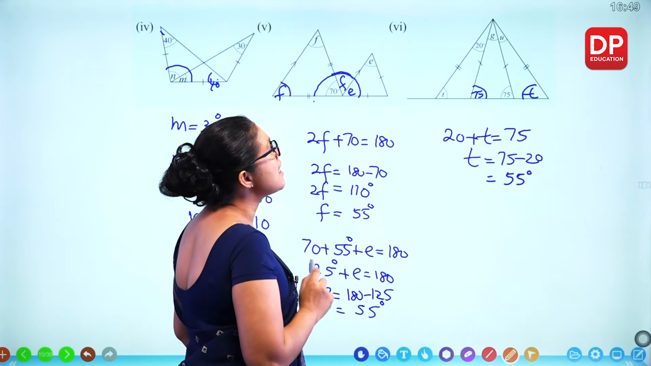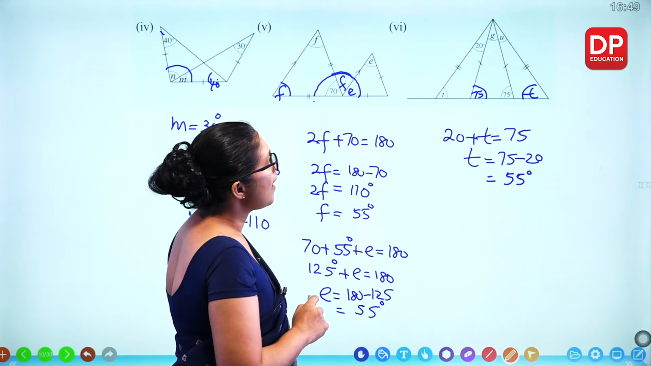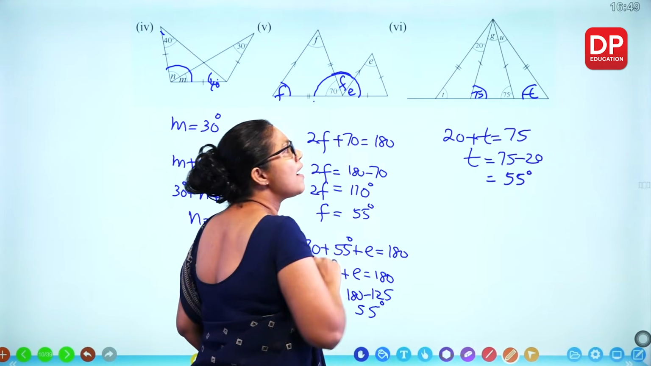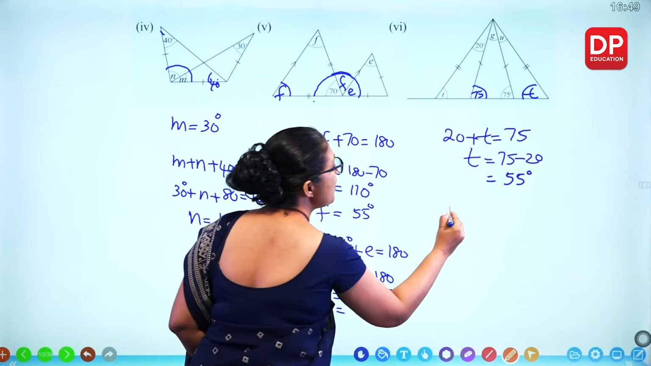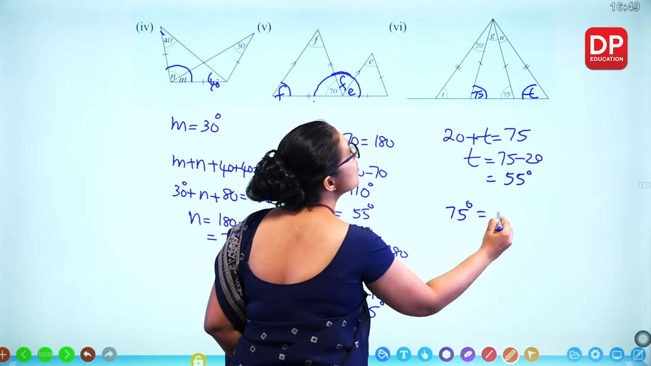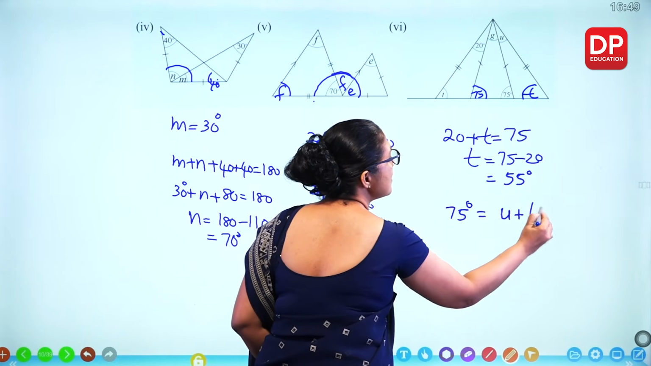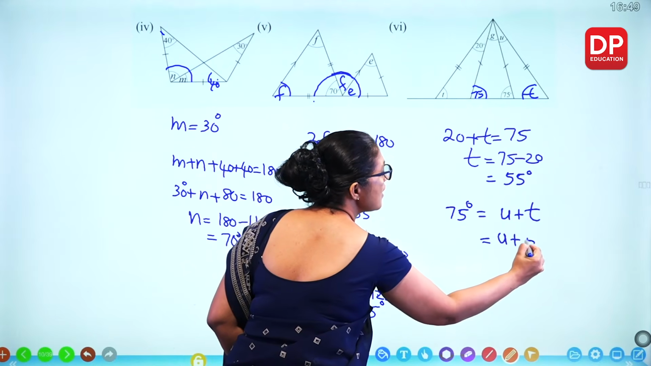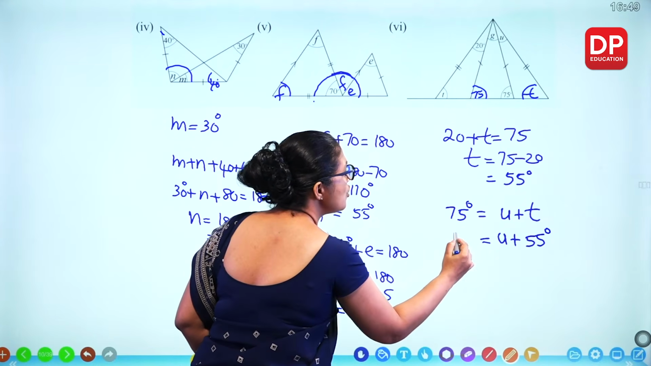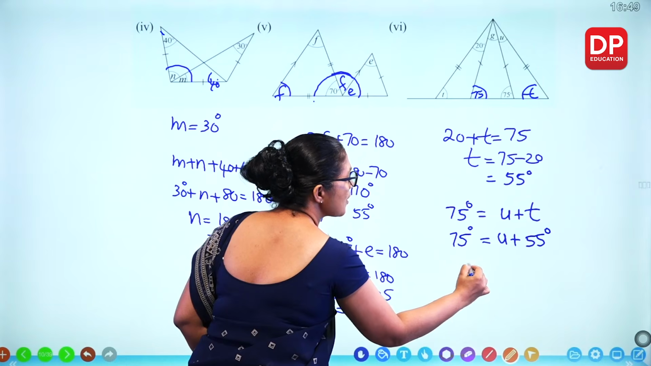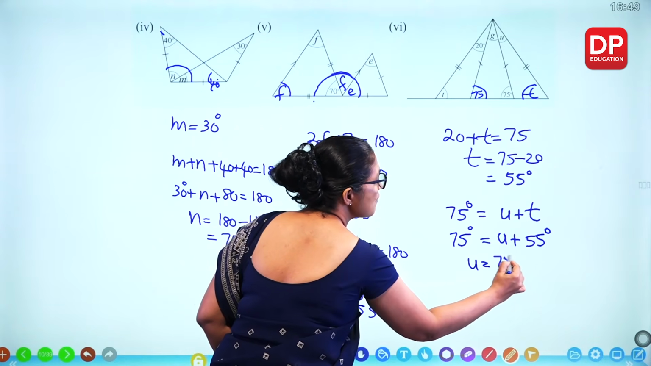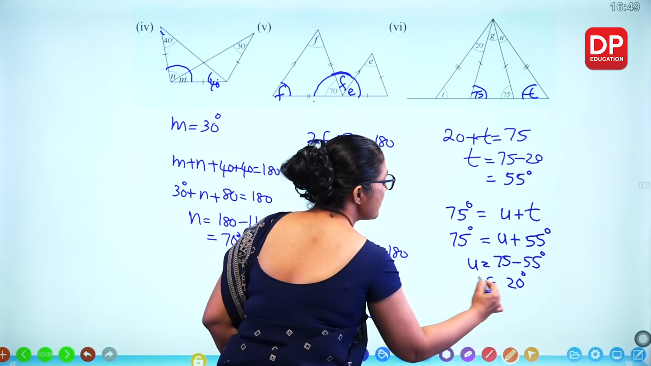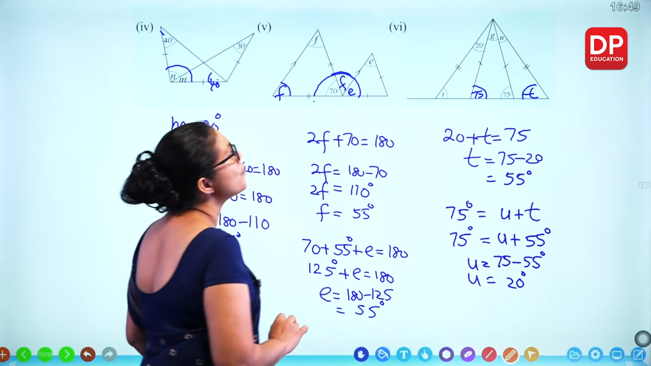Now, you found the T value. So, how can we find out the U value? Can you see in this triangle, 75 is the exterior angle. So, we can write 75 equals U plus T. Here you found the T value, so substitute here and you can find out the U value. What is the U value? U is equal to 75 minus 55. You get 20 degrees. So, we found both the two angles.